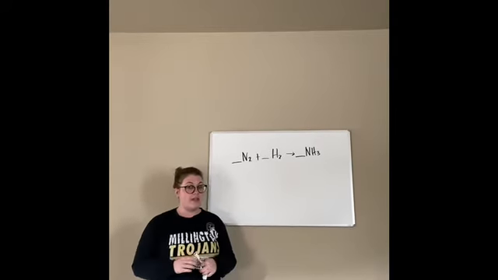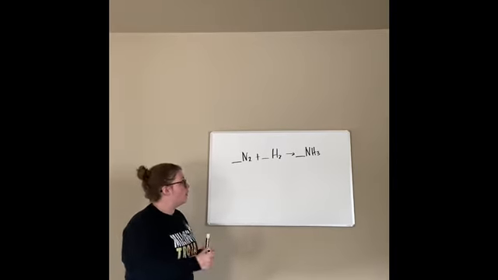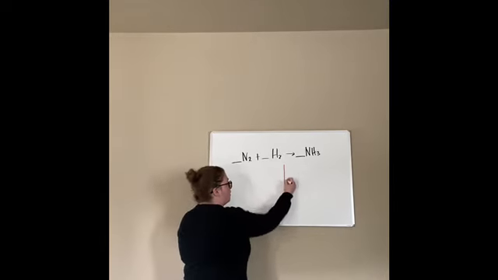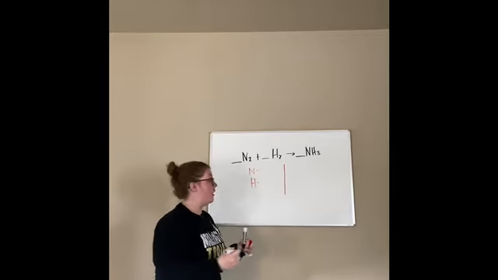Okay, hopefully you're starting to get a hang of it. This one will be a little bit more complicated. We're going to still start off the same way. So write how many of each element we have on both sides.